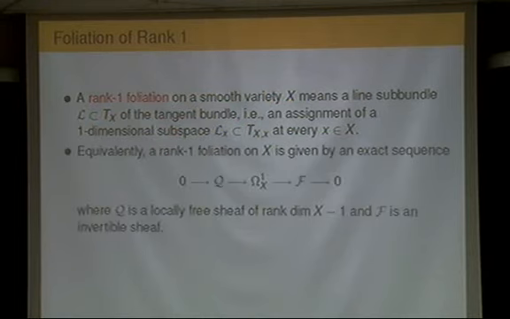Now another way of describing this rank 1 foliation is by the following exact sequence. This is the sheaf of differentials on the smooth variety, and it's given by the dual of this. So it's given by a rank 1 quotient. Here F is an invertible sheaf, and omega is also locally free, and its rank is the dimension of X minus 1. So whenever you are given such an exact sequence, this is a rank 1 foliation.